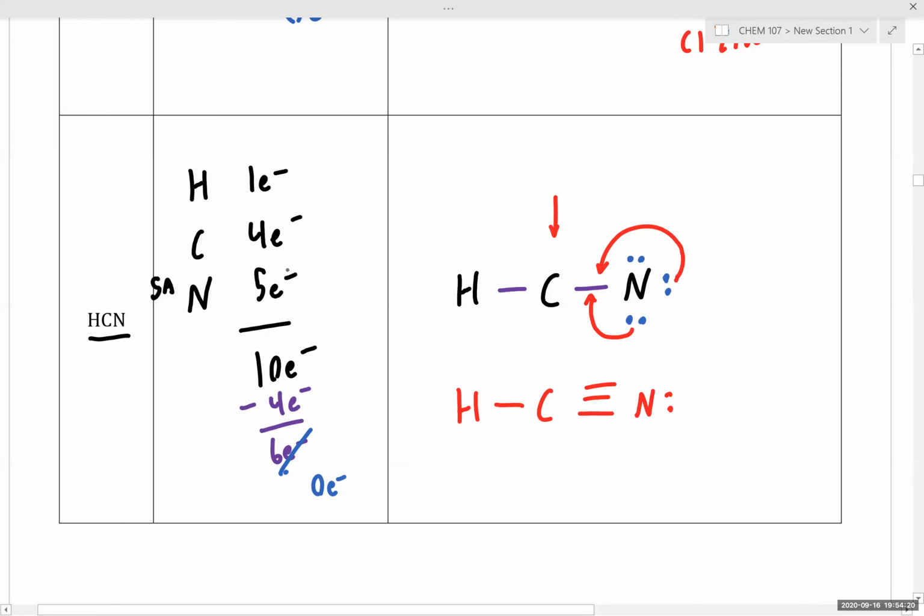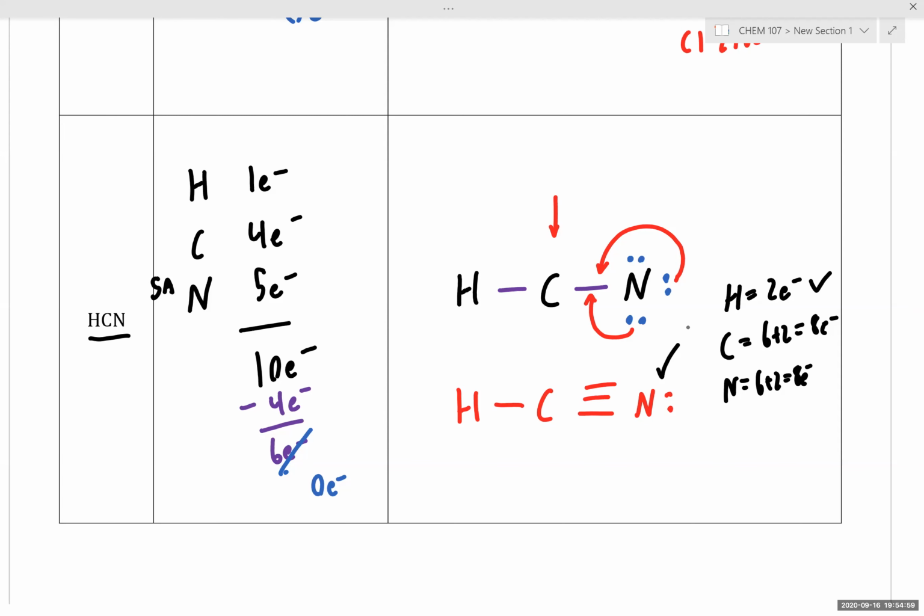So checking our octets, hydrogen has two electrons, so that's perfect. Carbon has 6 plus 2, 8 electrons. Nitrogen has 6 plus 2, or 8 electrons. So we fulfilled the octet for all of our atoms, so this structure looks perfect to me. Does this make sense to everyone?